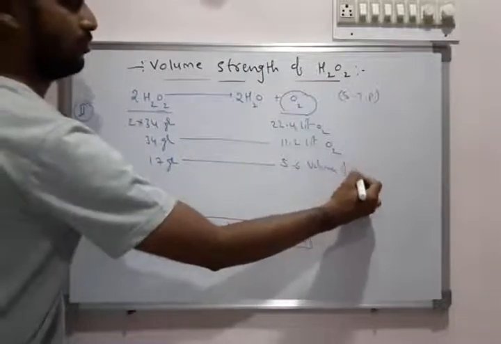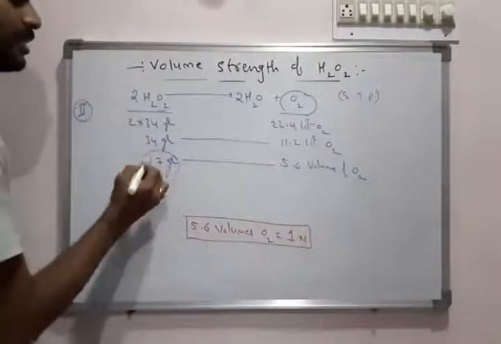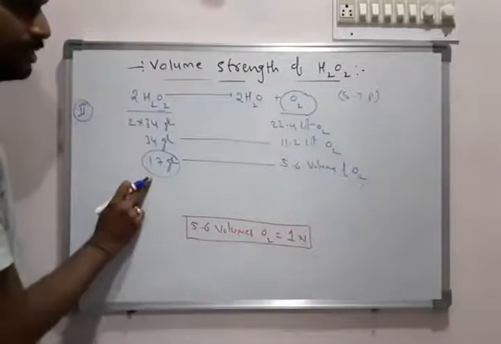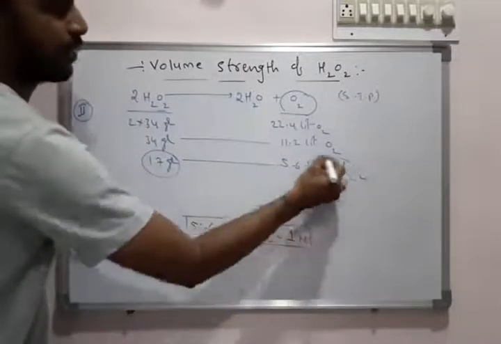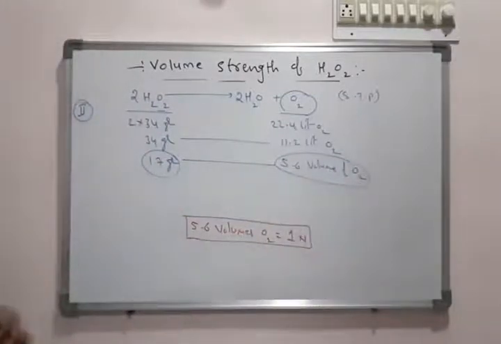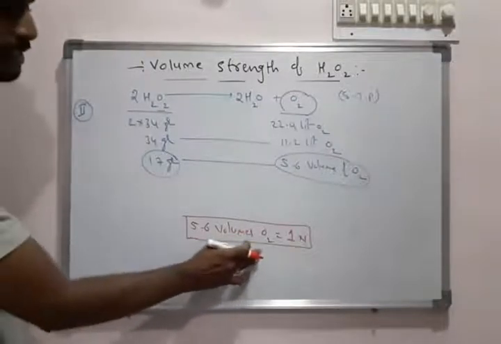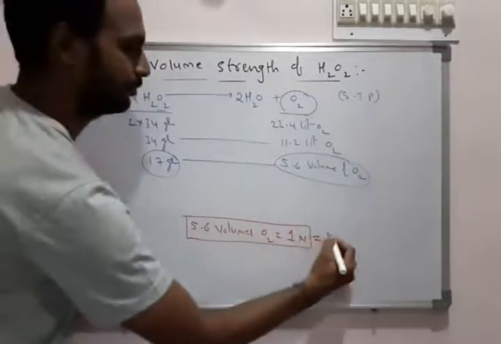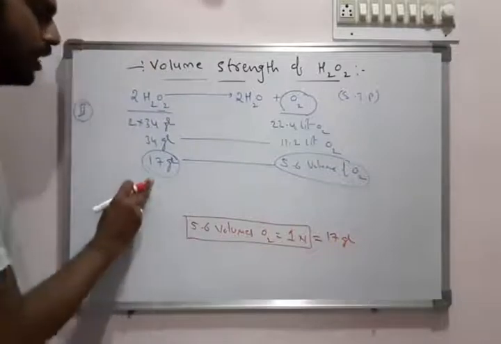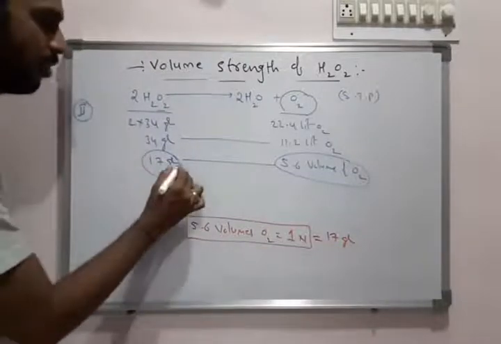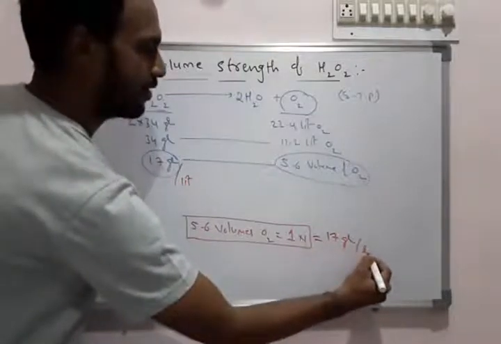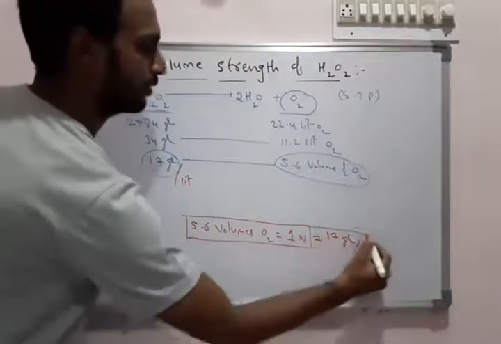Or we can say 5.6 volumes of oxygen, because 17 grams we generally use for normality, the equivalent weight of hydrogen peroxide. So 17 grams is nothing but 5.6 volumes of oxygen. So here we get another relation, that 5.6 volumes of oxygen equal 1 normality. It may be written as 17 grams, but normality means we always calculate for 1 liter, which means it can be written as 17 grams per liter.